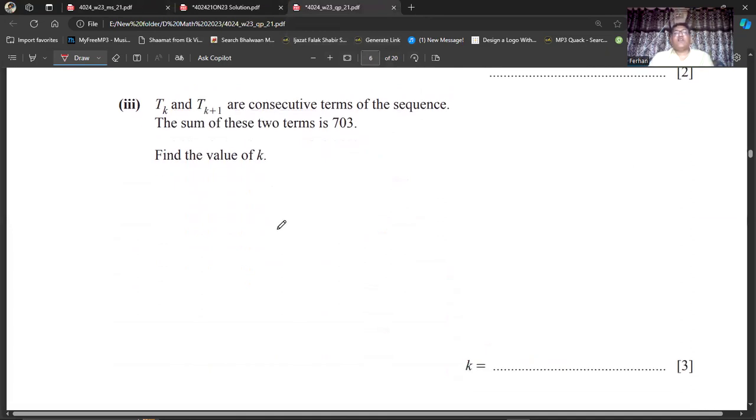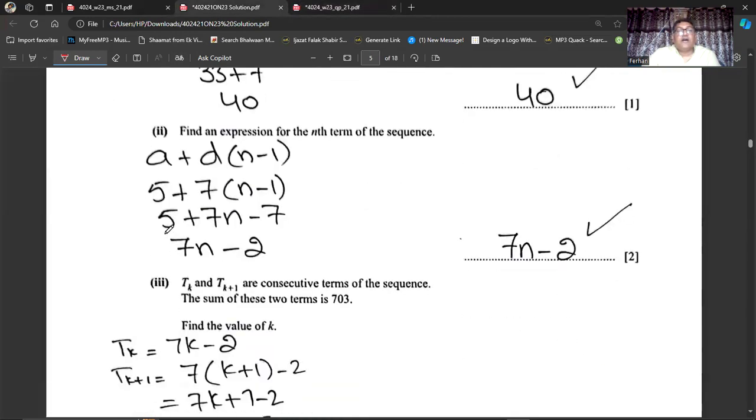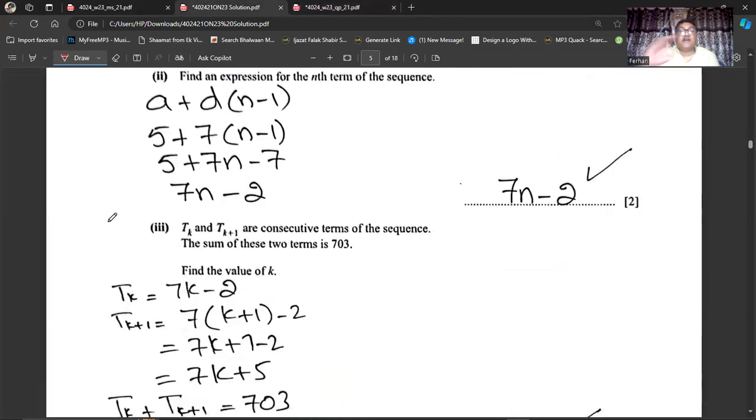He says, question number 4, a part, third portion. Tk and tk plus 1, meaning the kth term and k plus 1th term, are consecutive terms of the sequence. The sum of these two terms is 703. Find the value of k. So, you know, the kth term will be 7k minus 2. This is the formula for that term. And the k plus 1 term will be 7 bracket k plus 1 bracket close minus 2. So this will become 7k plus 7 minus 2. It will be 7k plus 5.